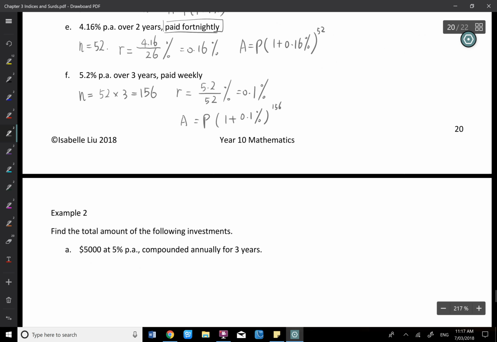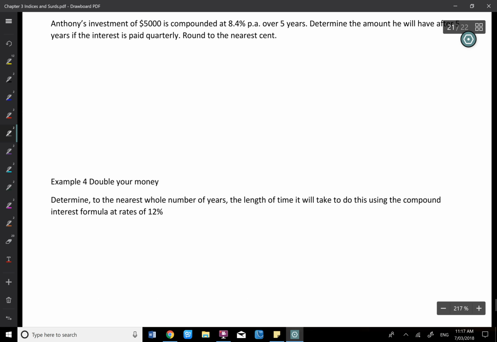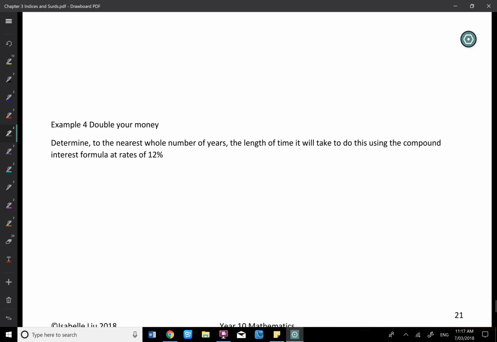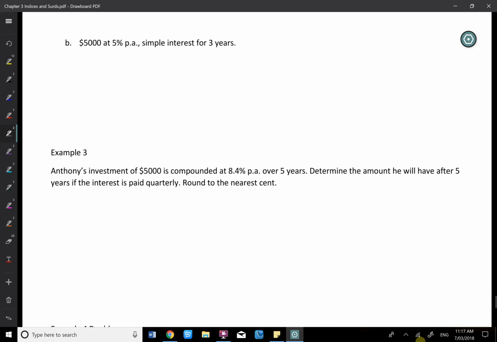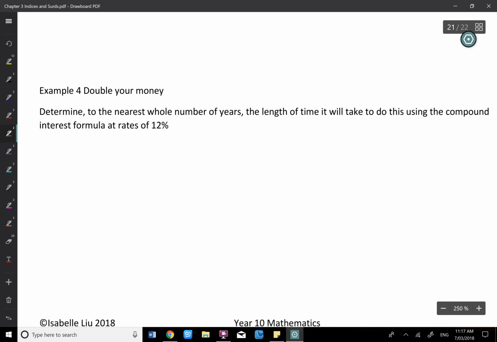Okay, that's how the interest rate works. Let's have a look at example 4. You can do example 2 and 3 by yourself. They are quite easy. Let's have a look at example 4. Double your money. Determine to the nearest whole number of years the length of time it would take to do this using the compound interest formula at an interest rate of 12%.